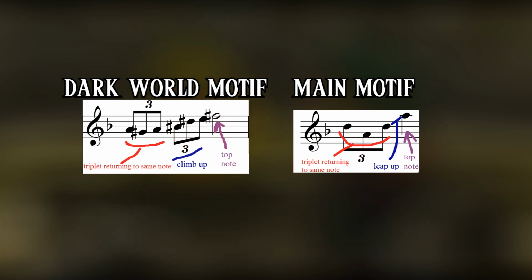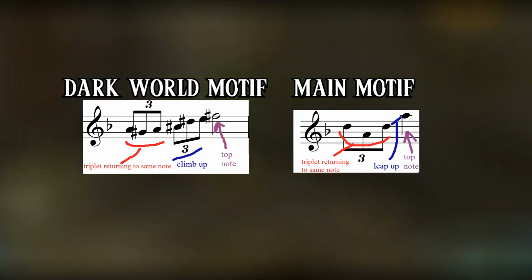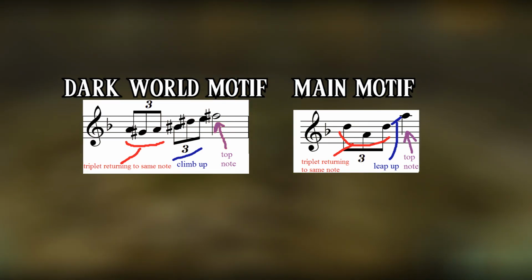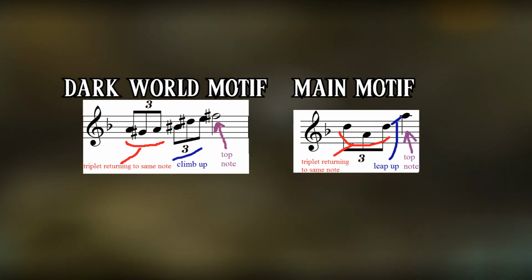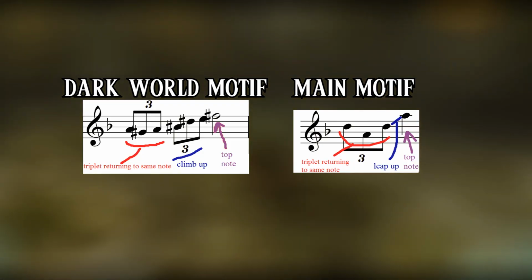The main motif's triplet resembles the first triplet of this Dark World motif, in that they both start and end on the same note with a lower note in between. Also, the main motif ends with a note that leaps above the triplet, which the Dark World motif also does, but simply with a different rhythm and the need to climb up the second triplet of notes to get there.